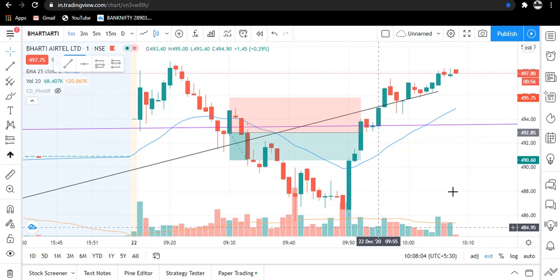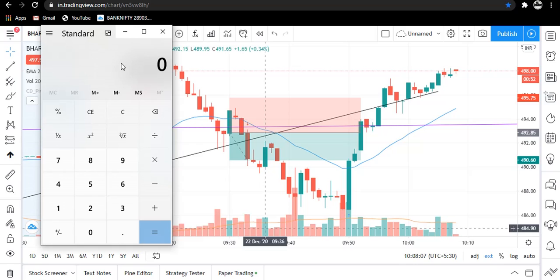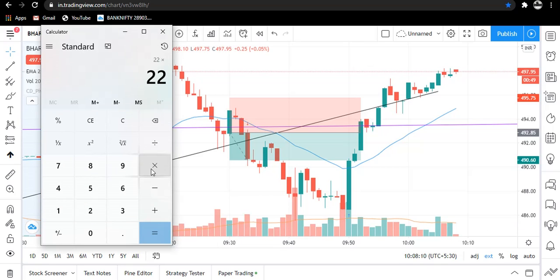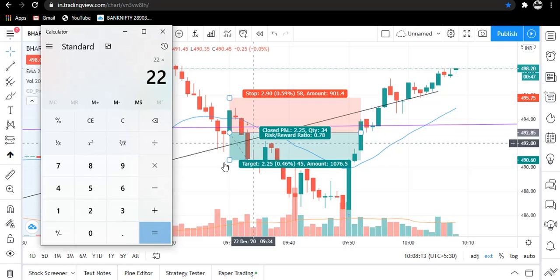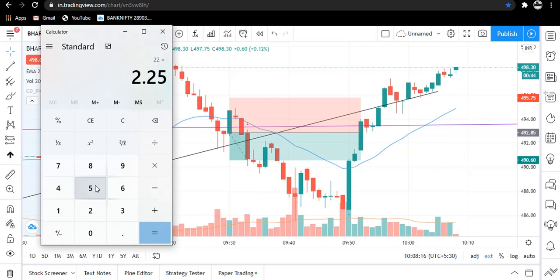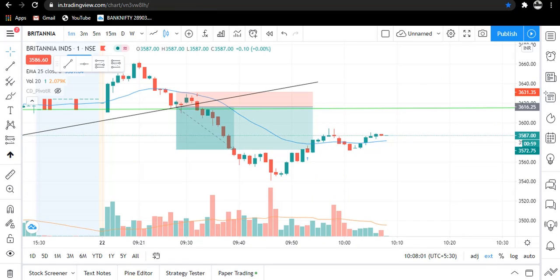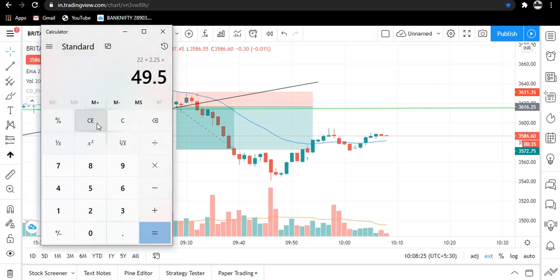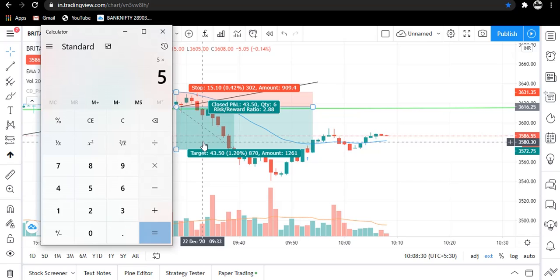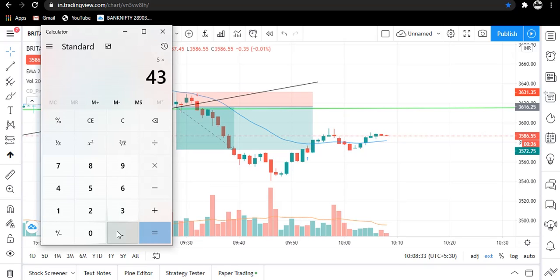First let's calculate our profit in Bharti Airtel. Our quantities were 22 and the points which we booked are 2.25. So our profit in Bharti Airtel is 49.5 rupees, and in Britannia our quantities were 5 and our booked points were 43.50. Okay traders, so 217 plus 49.5, our today's total profit is 267 rupees.